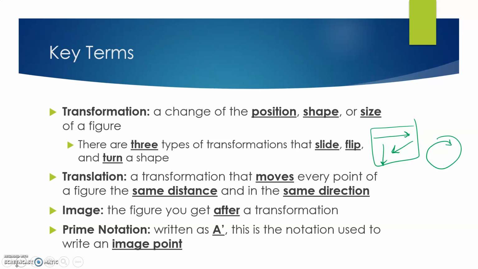So we would say that the pre-image is the shape that you get before you move it. And then let's say I move it to the right. Now this one would be the image after I move it. And we'll look at how to do the prime notation as we go.